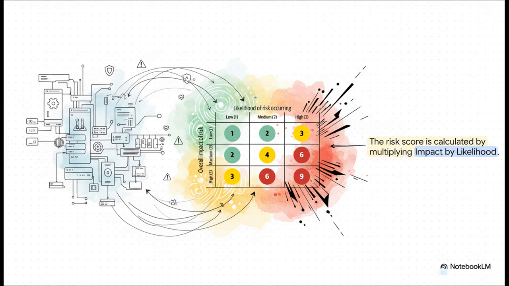As you can see here, scores of 1 and 2 are green, that's low risk. 3 and 4 are yellow for medium risk. And anything 6 or higher, well, that's red. That's a high-risk area we have to deal with right now.